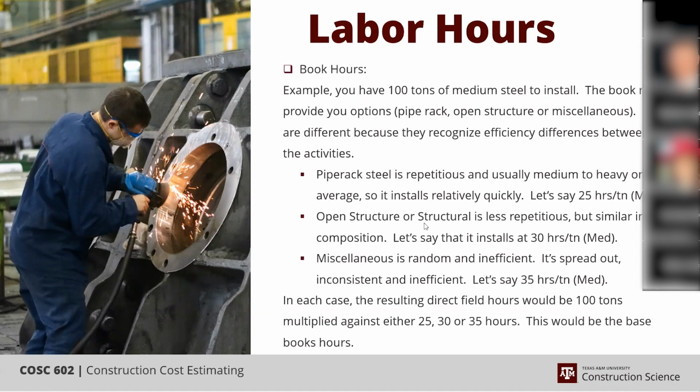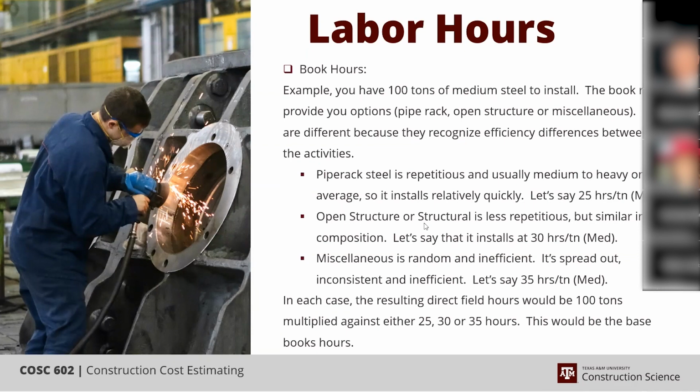The pipe rack is usually comprised of medium, heavy, and extra heavy members, and it's like dominoes. You're putting them up, it's very repetitious, and so you get into a rhythm and you're moving. So it's usually the most productive of them all. Let's say in this case, for an average of medium weight, we're looking at 25 hours per ton.